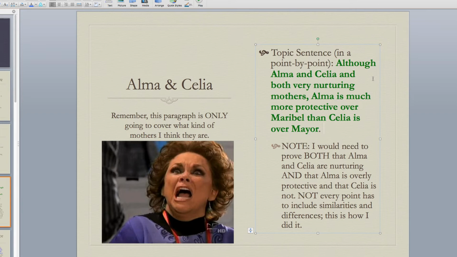And notice here, I'm proving a couple of things. One is that both women are similar in that they're both very nurturing mothers. However, there's a back half to this, and I'm proving that there's a difference in their mothering skills because Alma is much more protective over Maribel than Celia is over Mayor. You do not have to structure your topic sentences point-by-point like this, where you offer similarities and differences. This is just an example to show you how I did it.